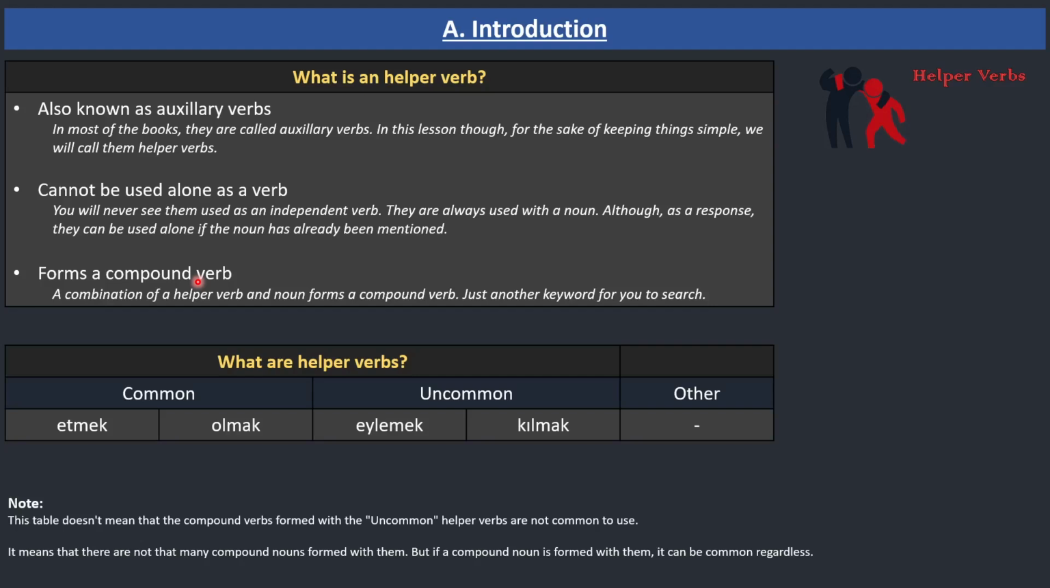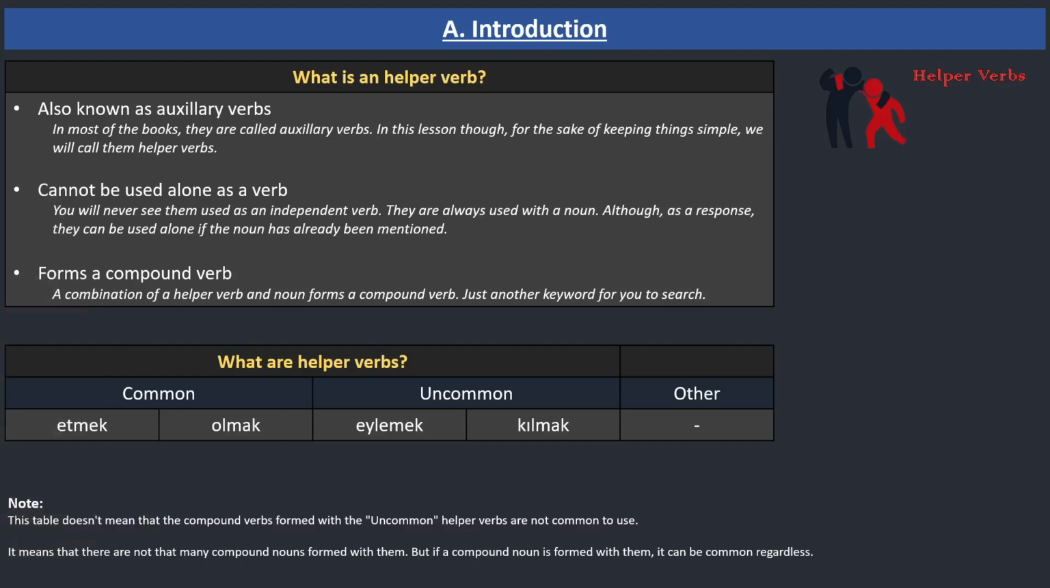Durmak, hayır, helper verb olmaz ama onu other olarak kabul edebiliriz. Yani teknik olarak sadece etmek, olmak, eylemek, kılmak ve bazen buyurmak olabilir. Birkaç tane daha verb isimlerle birlikte kullanılıyor. So technically some verbs are not helper verbs, but still they are used in the same way. So we will still talk about them in the other category. Okay?